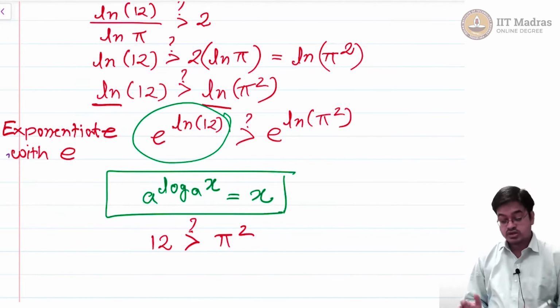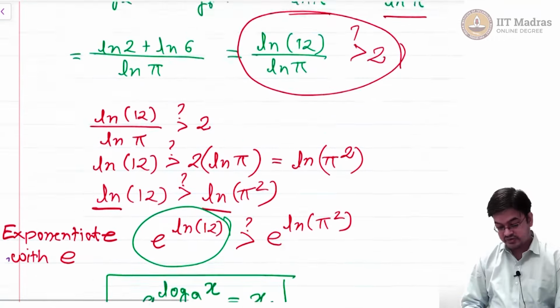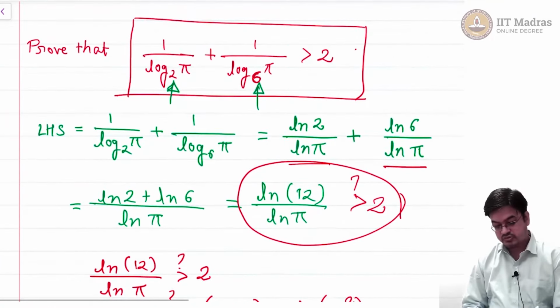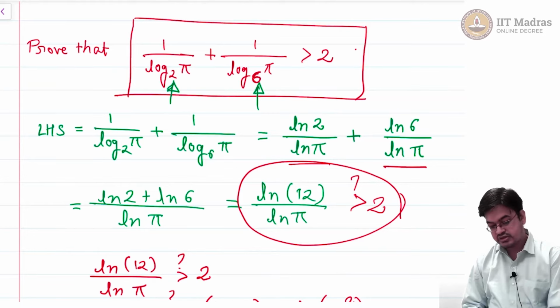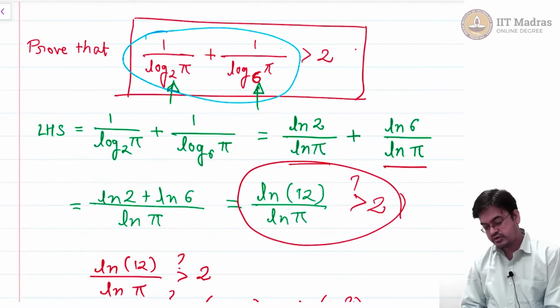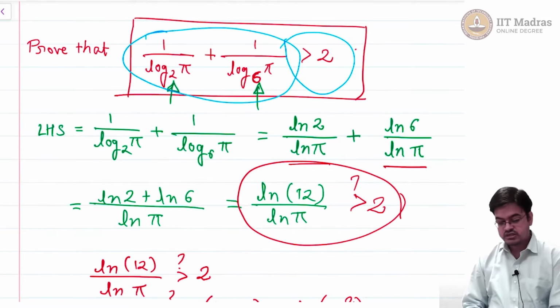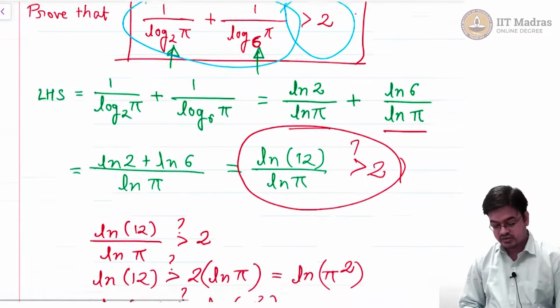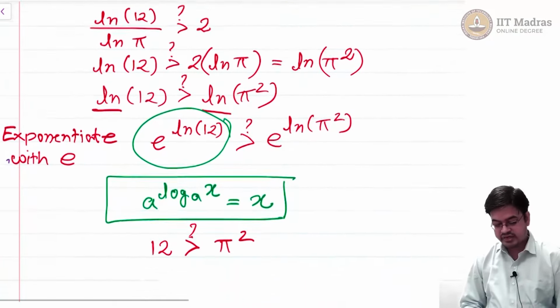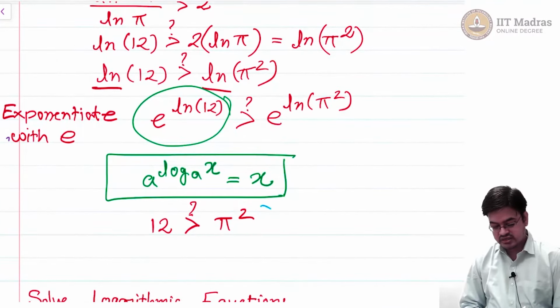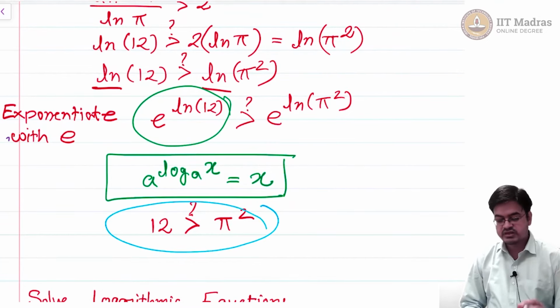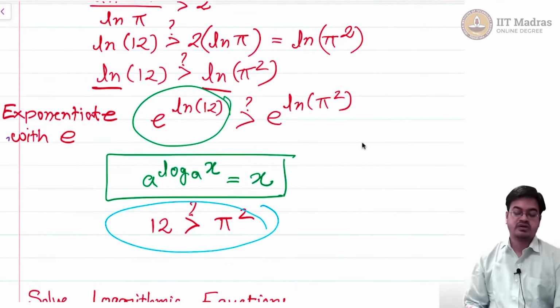We have to check. So now you look at the way we started. We started with some complicated inequality which is given here, with some complicated term on the right hand side, and now we made it tailored to our understanding, which is whether 12 is greater than or equal to pi squared or not.